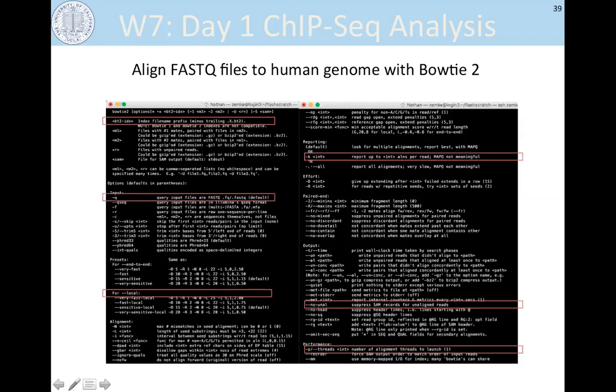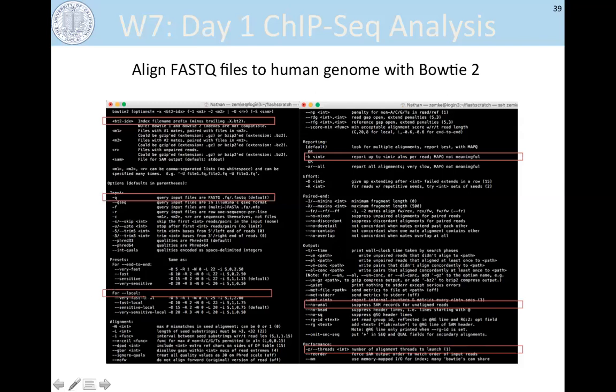We are going to use this -k option. We only want to report one alignment per read, and we are going to tell it not to keep the reads that didn't align in our output. So this suppresses reads that didn't align, which will help to reduce the file size for the SAM file that we're going to generate. The -p option says how many threads, basically how many processors you use. The more you use, the faster the alignment will go.